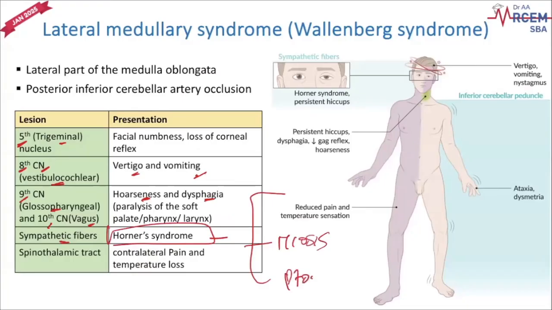On the same side, the patient will be having some amount of ptosis. Also, the patient will be having anhidrosis. Anhidrosis means that that part of the face will be completely dry. Miosis means small pupil. Drooping of the upper eyelid is known as ptosis.